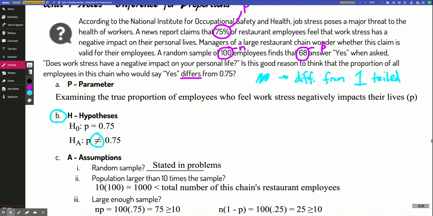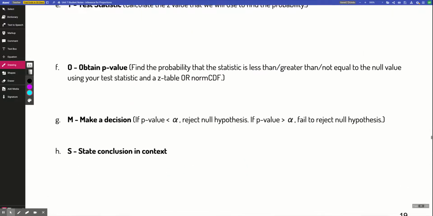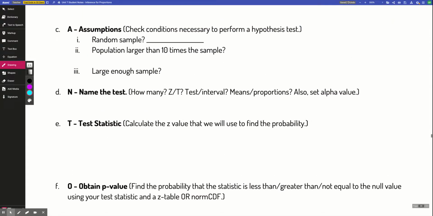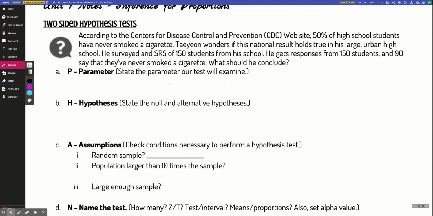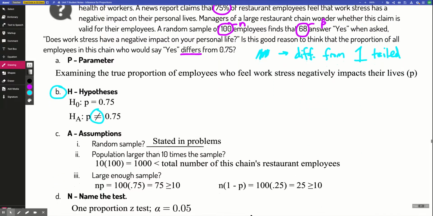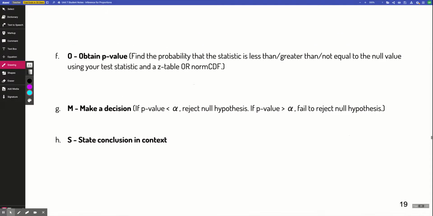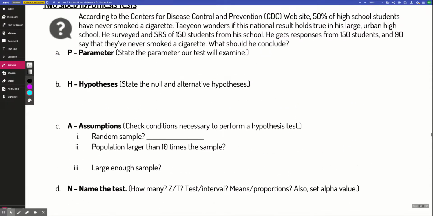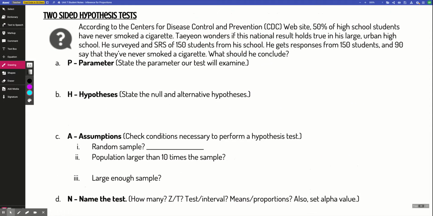All right, so what I would love for you all to do is scroll back up to page 19, and I want you to try this problem that's talking about teens and cigarette smoking. So again, this is a 2-sided test, so you are going to end up using these couple little differences that show up, but other than that, the process is the same. So go ahead and pause the video, give this a try, and then check back with me to see how you did.